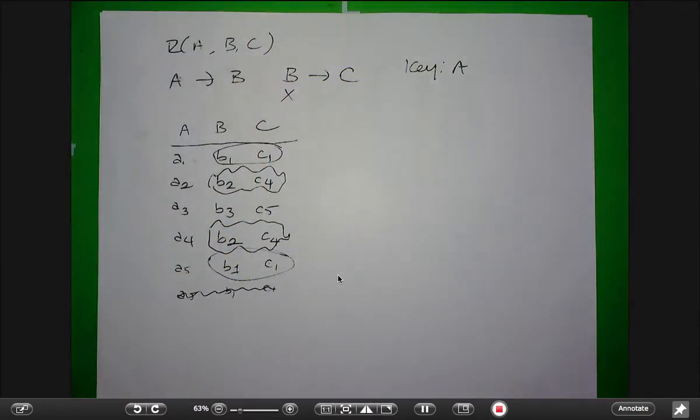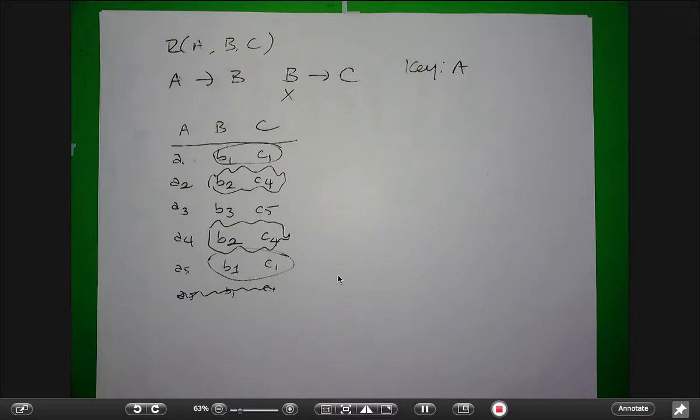And we said that this is not good because I keep repeating the same information, and as a result, if I decided that in fact B1 should be C5, now I have to change it in 2 places. If I don't, it will be a problem. And I cannot state anything about B and C unless I know an A that has to go with them, which is kind of an unnecessary dependency.